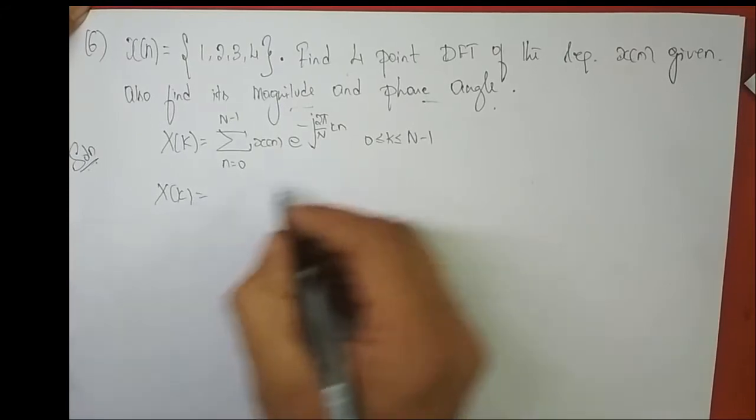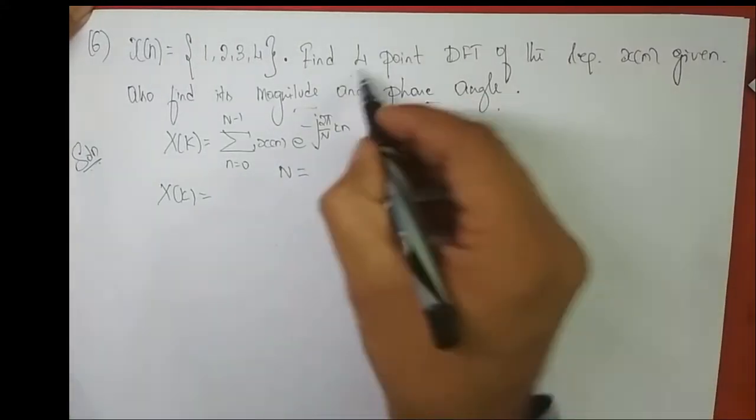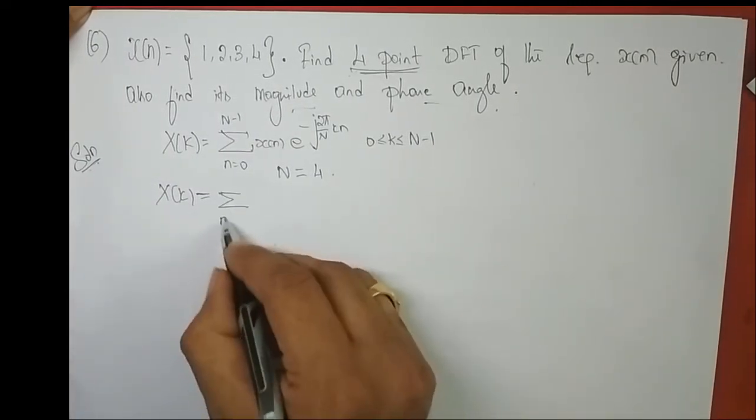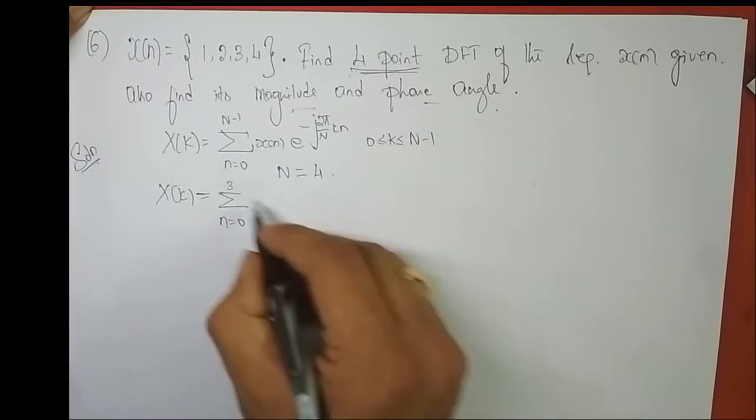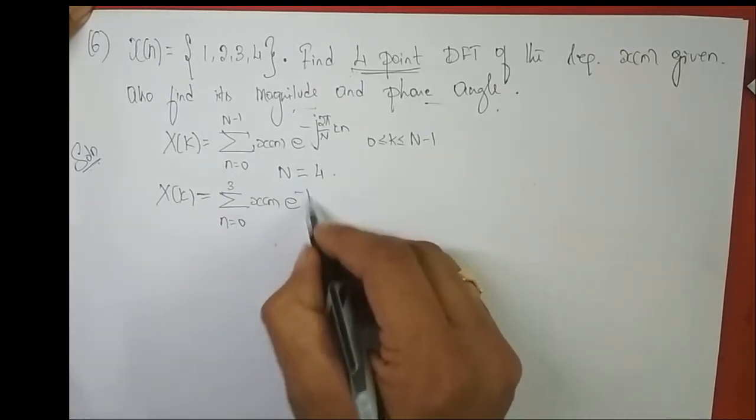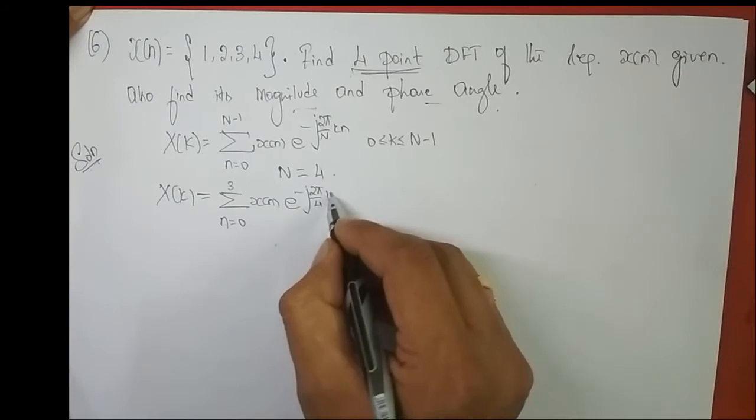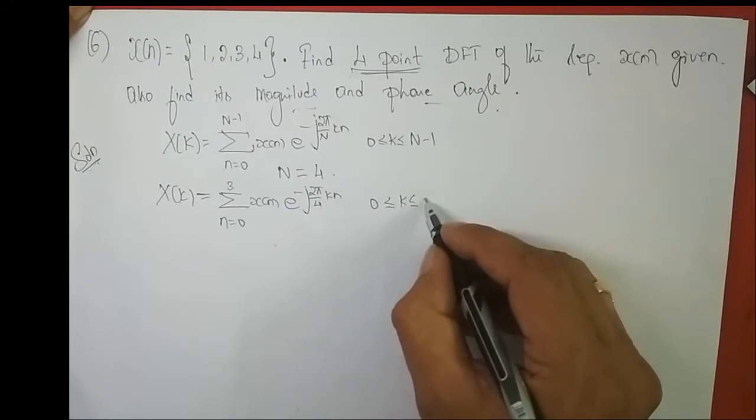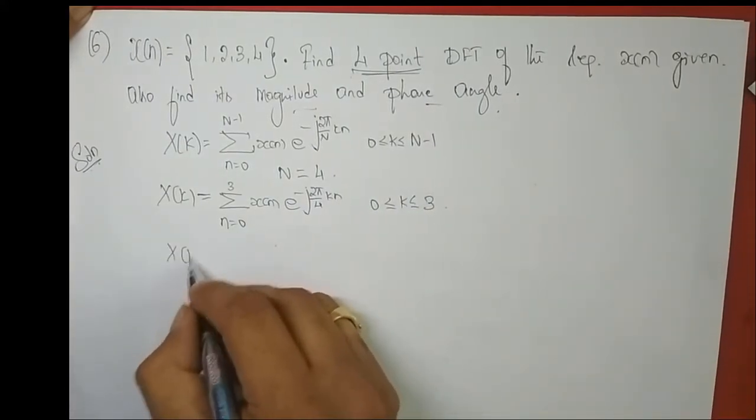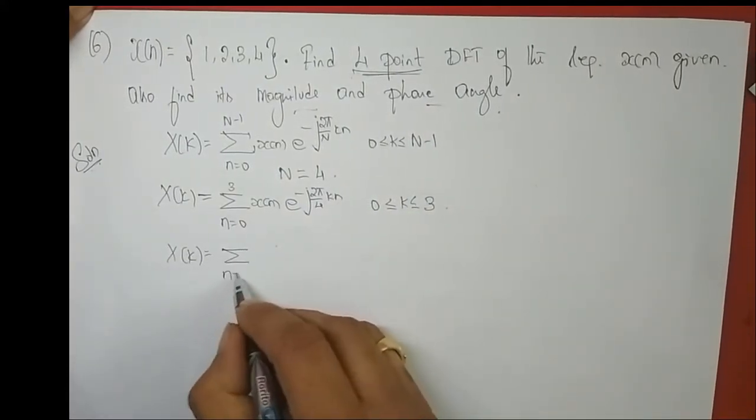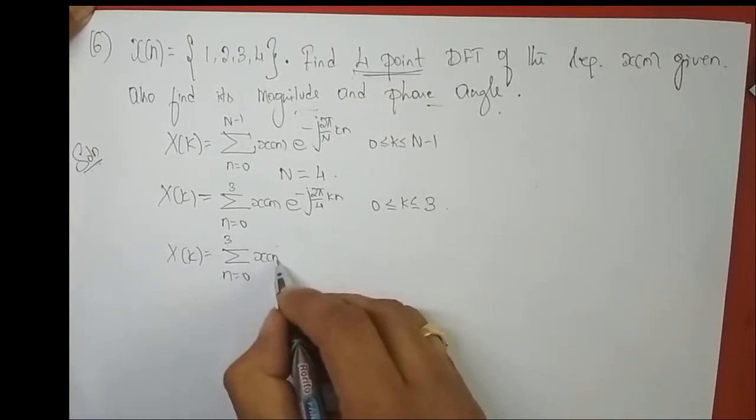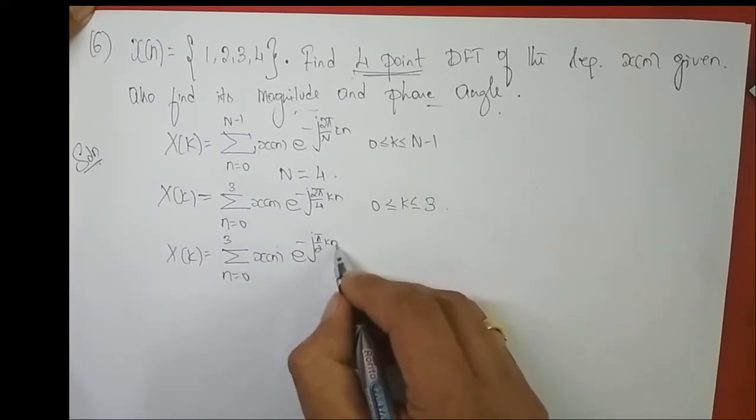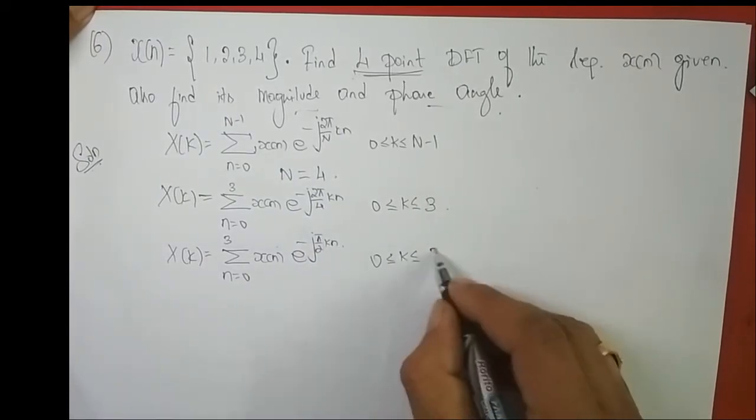So what is the value of N here? How many point DFT do I need to find? 4 point DFT. Therefore N is equal to 4. So what do we get? Summation n varying from 0 to 4 minus 1, which is 3, x of n e power minus j 2 pi by 4 into k into n, where k takes the value 0, 1, 2, 3. So X of k is equal to summation n varying from 0 to 3 x of n e power minus j pi by 2 into k into n, with k taking values 0, 1, 2, 3.